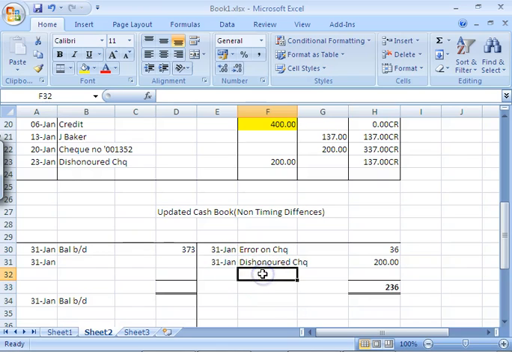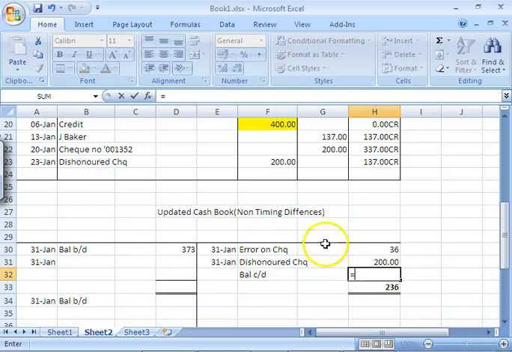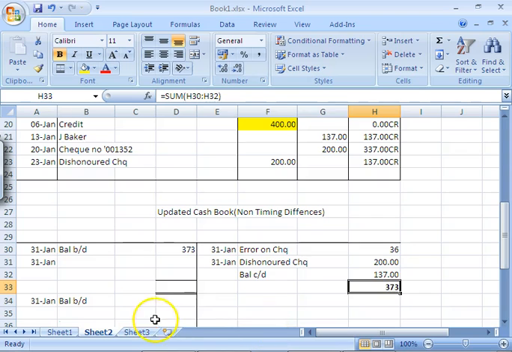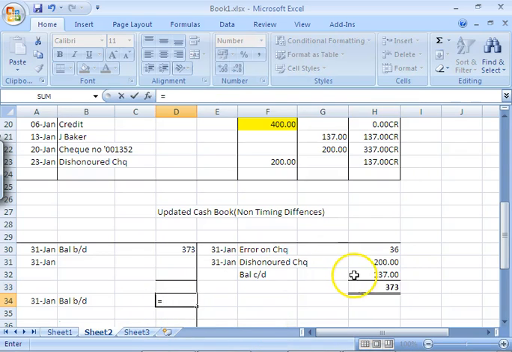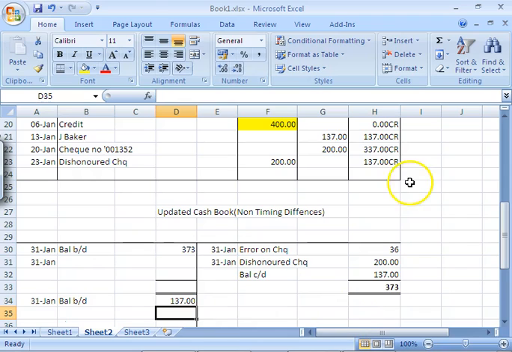And so your new balance carried down is this minus these two, giving you 137. Your balance brought down is 137, which looks exactly like your bank. In this case, we haven't had any timing differences. If you did, that's fine, you just carry on working. And in this updated cash book, you'd have everything else we've talked about: standing orders, direct debits, bank transfers, bank interest, whatever. Point is, now we have this 137 and it looks like our bank account.